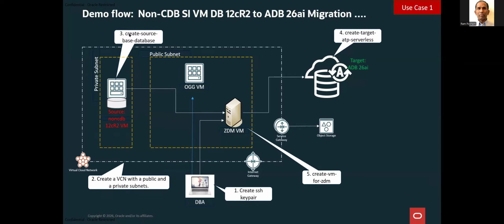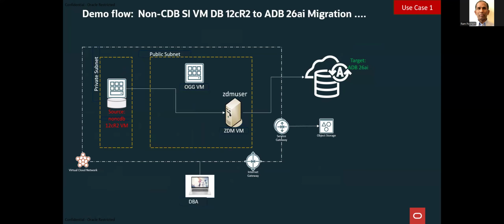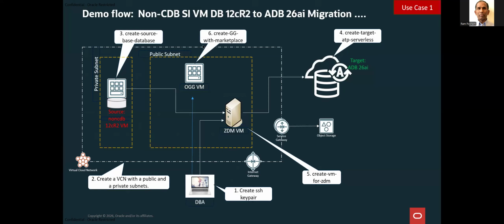The third one, actually, is to create a base database. Again, there's a marketplace image. I will show you the steps in the live demo. Then the next one is to create a Golden Gate instance using the marketplace. I will provide you all the steps. Then those are the 6 steps.